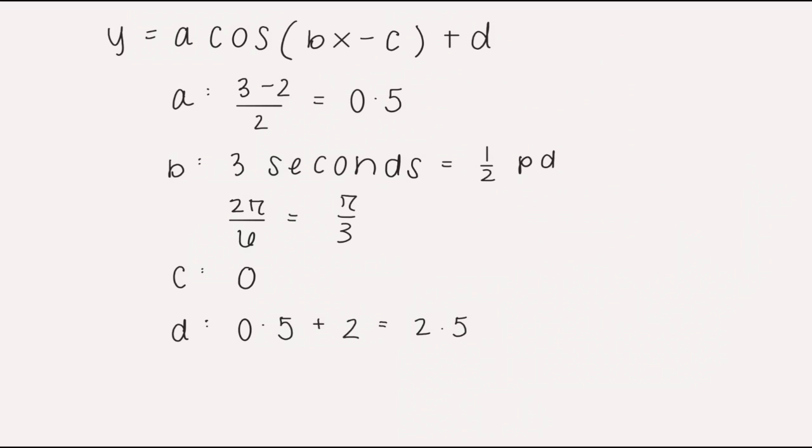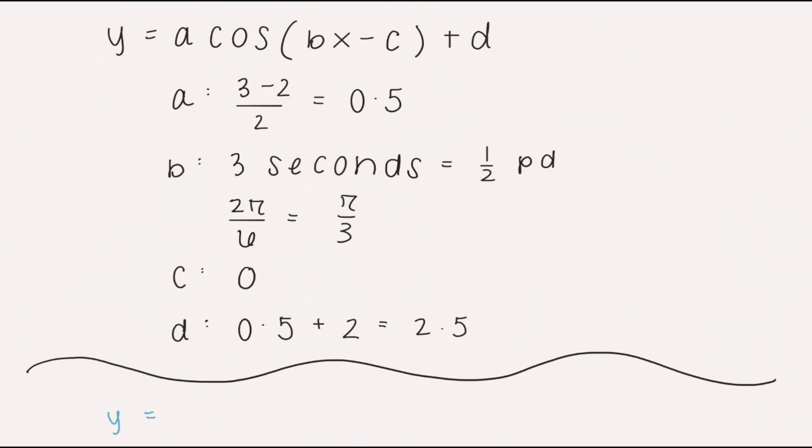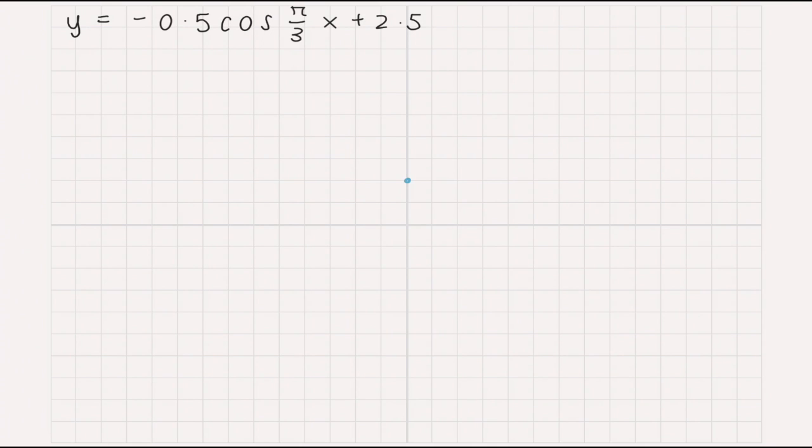because it starts 2 feet off the ground, and you add 0.5 because that's half the distance from the max to the minimum. Your final equation should be y equals negative 0.5 cosine pi over 3x plus 2.5. Lastly, the graph should be negative cosine because it starts down, not up. So now we have to graph the equation.